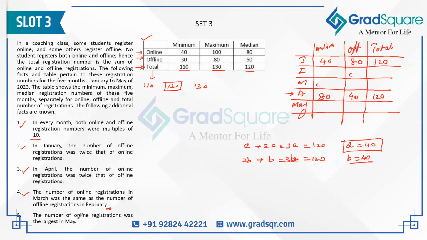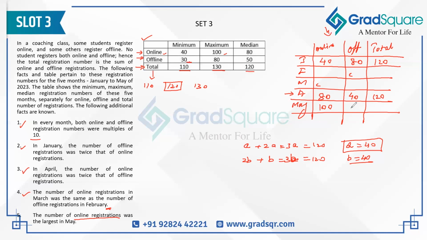The number of online registrations, which registrations are we talking about? Online registrations was the largest for the month of May. For the month of May, it should be the largest, right? So if I look at all the months for online, the month of May will give me the largest. That is given to me. What is the online registrations largest value? 100.